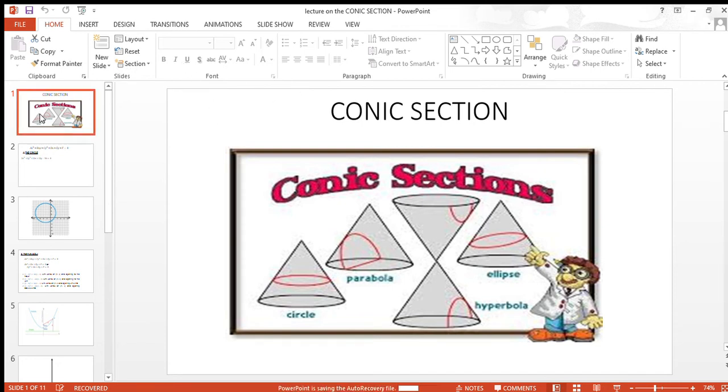Good day again to everybody. Let's now proceed with our next lesson. In this lesson, we will be dealing with what we call the conic section.